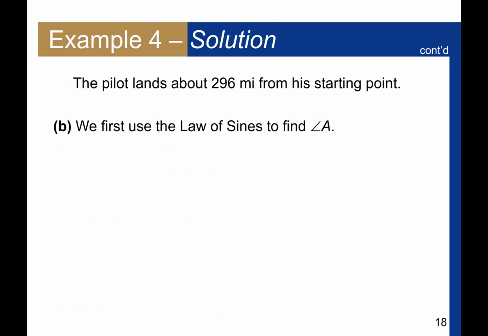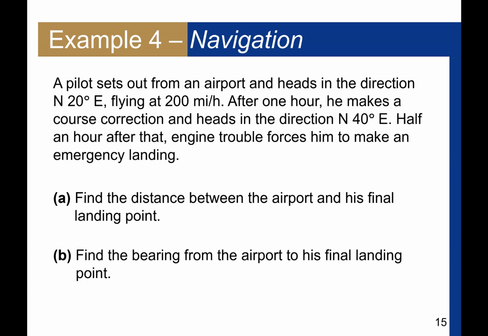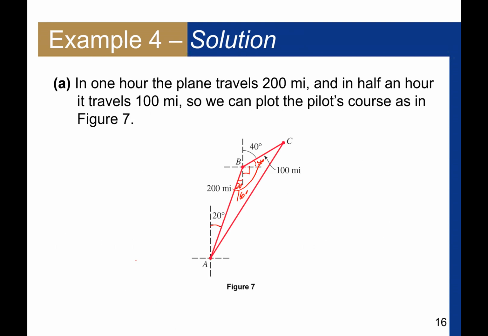Okay. Now, the second question here was find the bearing from the airport to his final landing point. Okay. So we're looking for this bearing now. Again, it's going to be measured from north. The turn here is to the east, but it's bigger than 20 degrees.